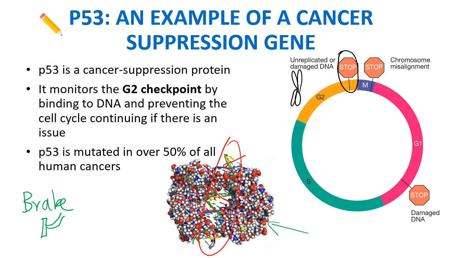And so if the protein gets mutated, it can't attach to the DNA anymore, so it can't do its job, and the cell cycle just goes ahead even if there are some mistakes. Scientists have found that in about 50% of cancers, this P53 gene has a mutation in it, and it can't do its normal job to stop at the G2 checkpoint. And that's pretty typical of a whole lot of these cancer suppression genes.